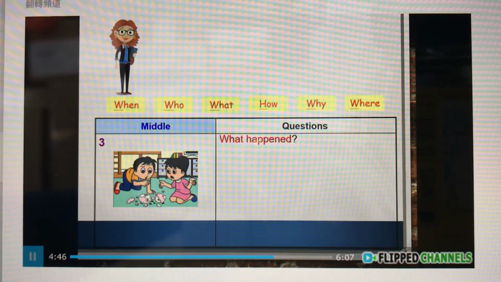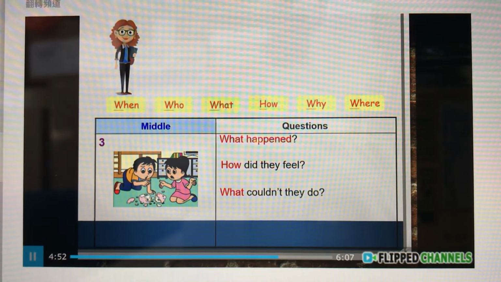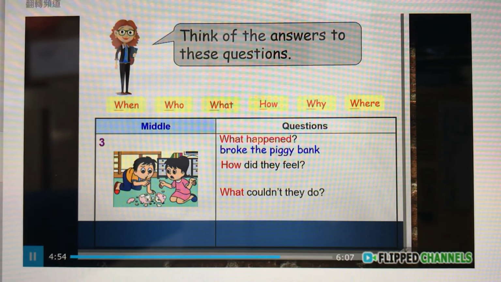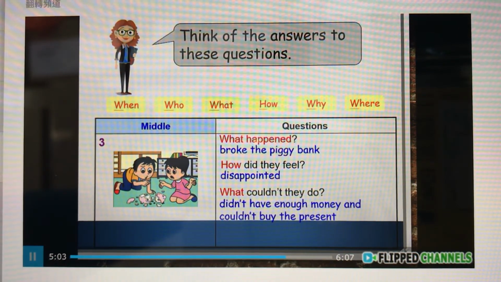Picture 3. What happened? How did they feel? What couldn't they do? They broke the piggy bank. They felt disappointed because they didn't have enough money and couldn't buy the present they wanted to buy.